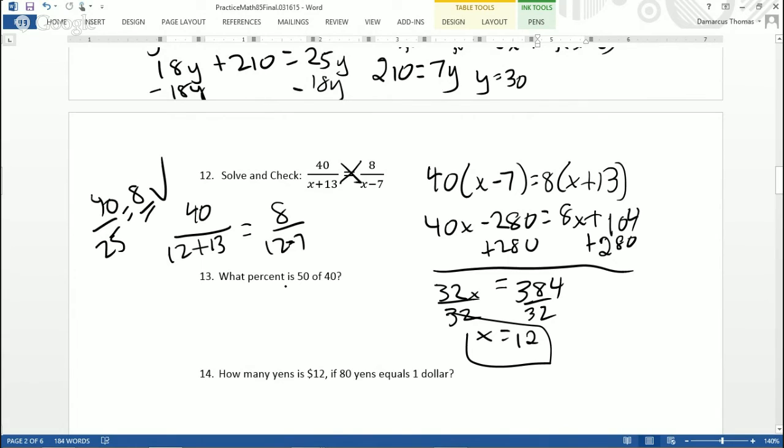What percent is 50 of 40? And so that's actually going to be more than 100%. 50 out of 40 is more than one whole. So if you reduce this number, we get 5/4, which reduces to 1.25. And then when we change that into a percentage, we get 125%.